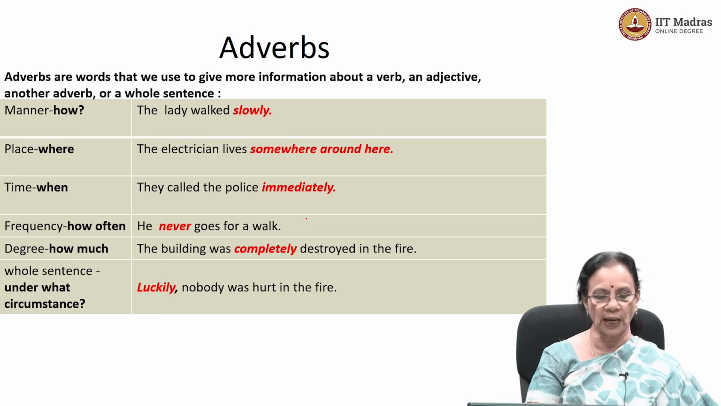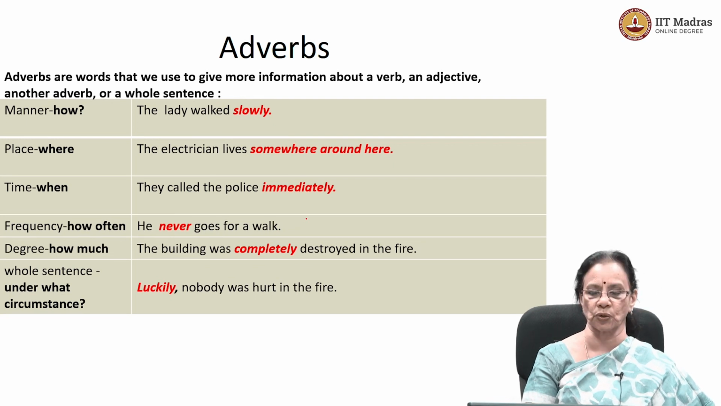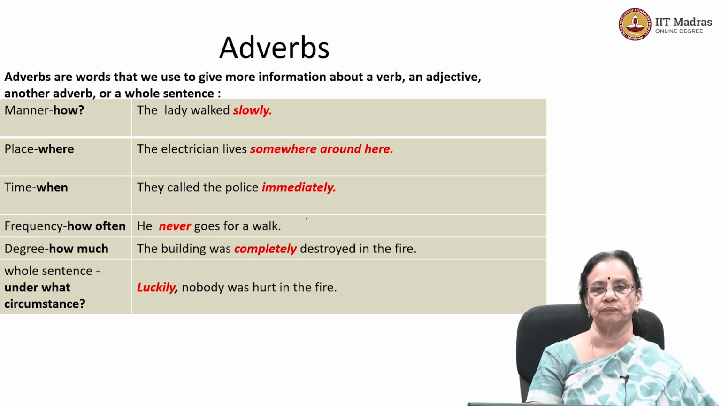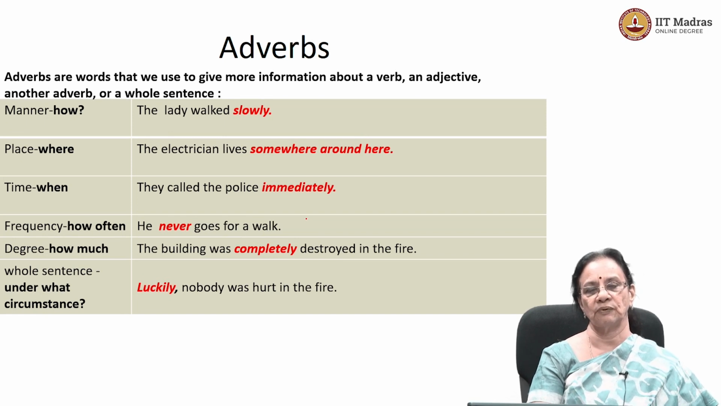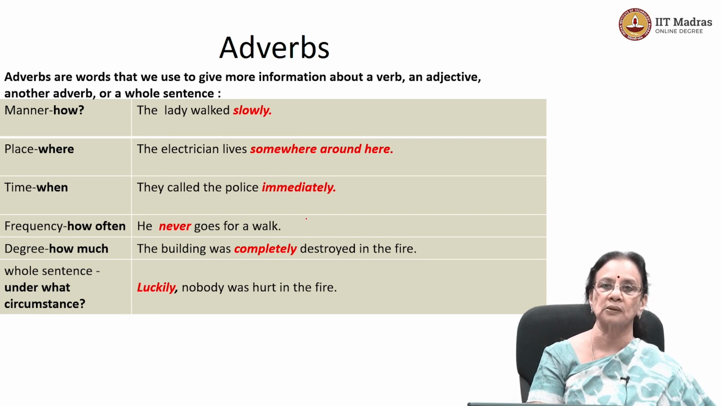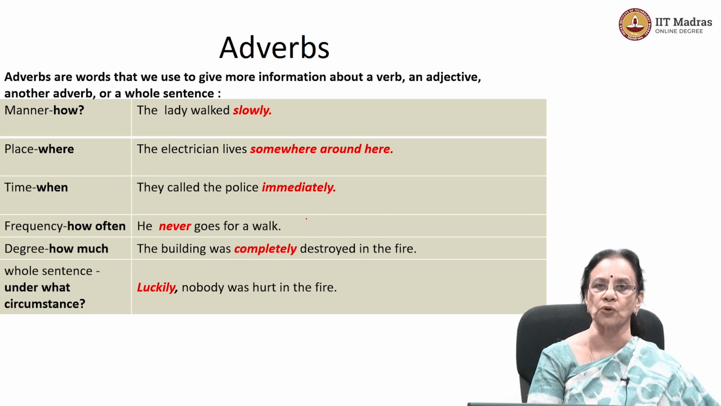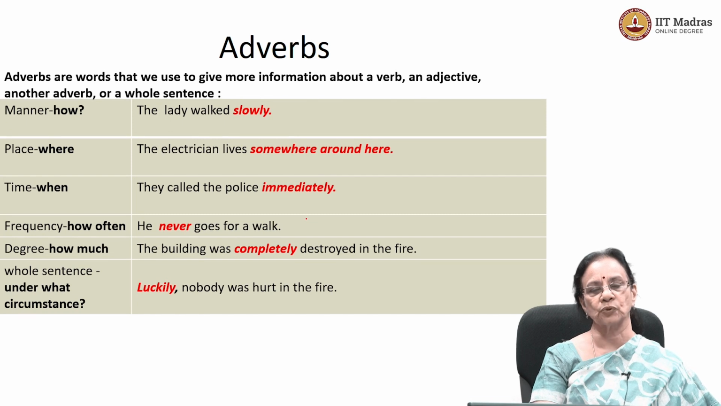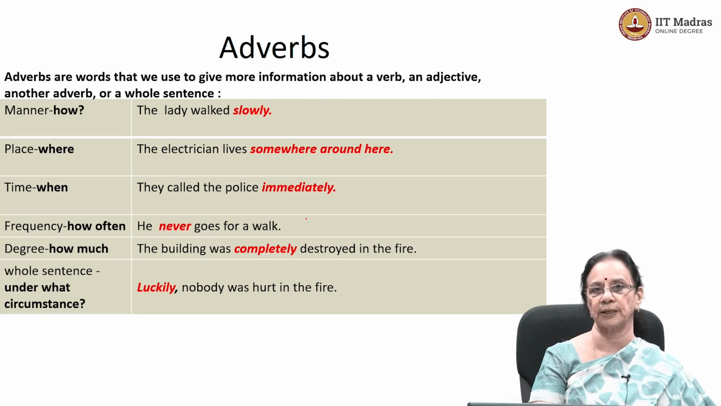And then we have the adverb of degree. The building was completely destroyed in the fire. Now how do we know whether it is an adverb of degree? We just ask the question, how much? So how much of the building was destroyed in the fire? And the answer we get is, the building was completely destroyed in the fire. So completely is an adverb of degree.